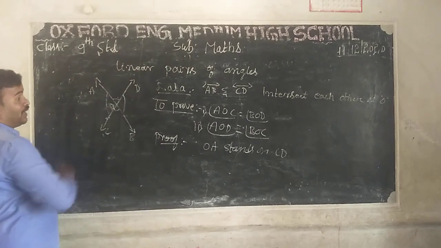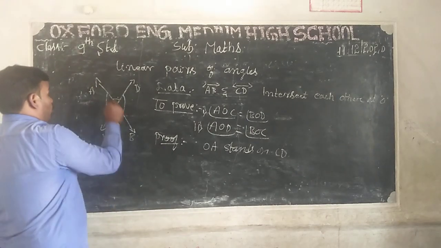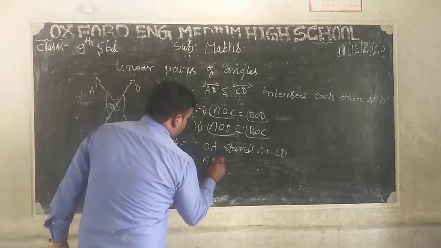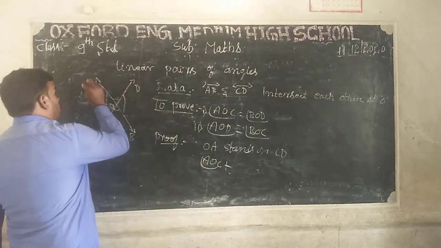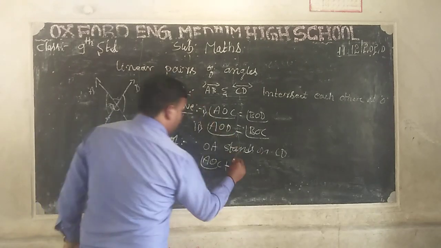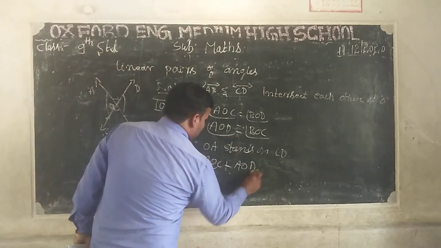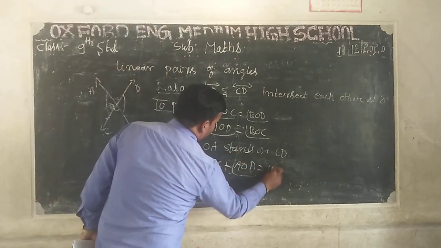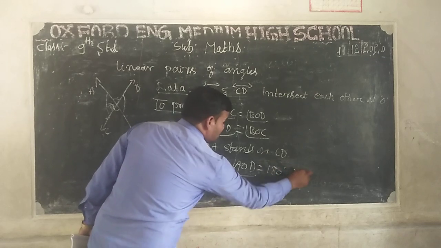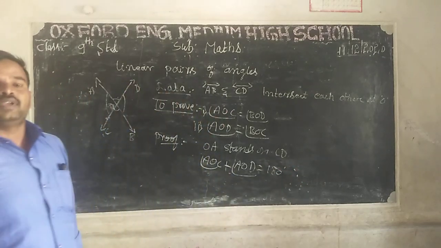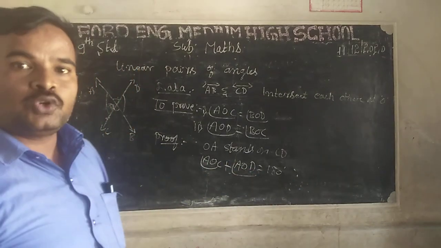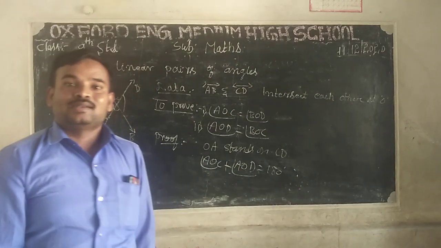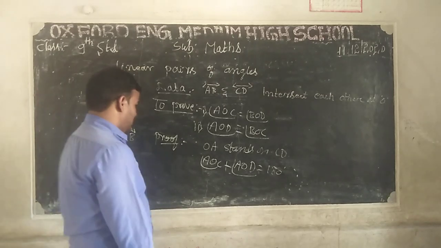Then it forms two angles here, which are AOC plus DOA, or AOD. AOC plus AOD is equal to what? 180 degrees, because it is a linear pair of angles. Why is the sum of two angles equal to 180 degrees? Because it is a linear pair of angles.